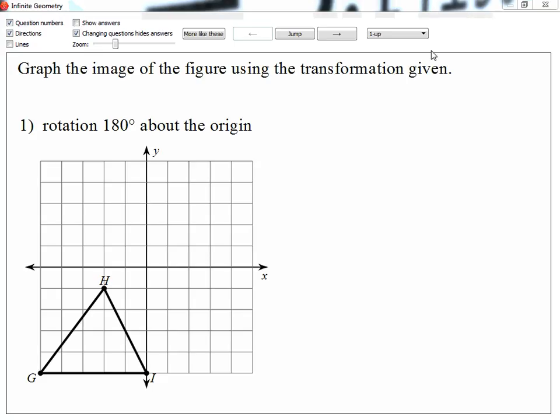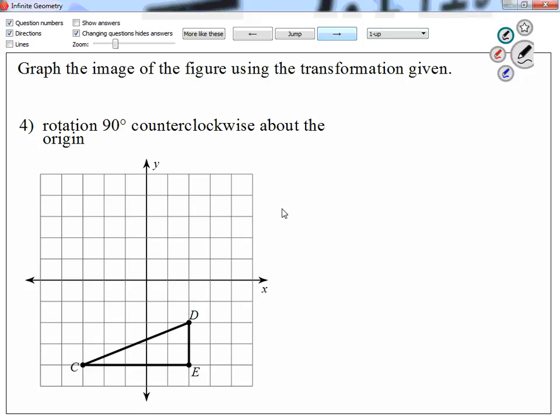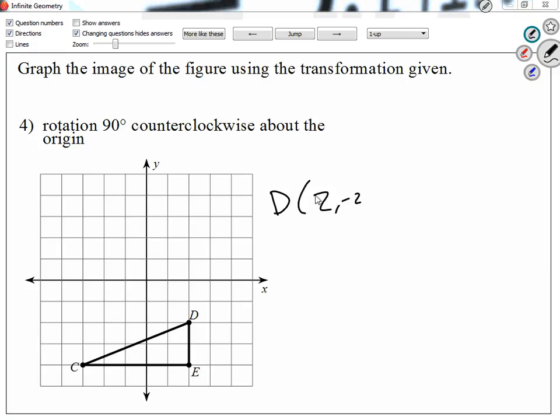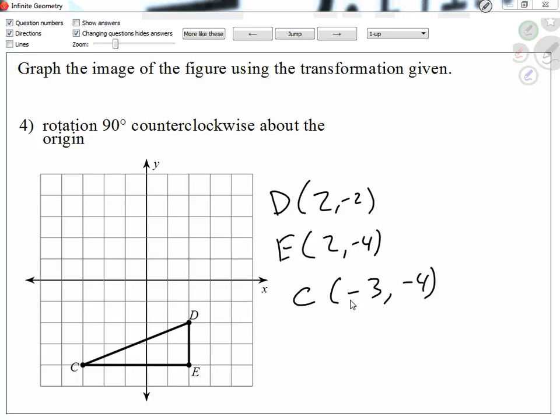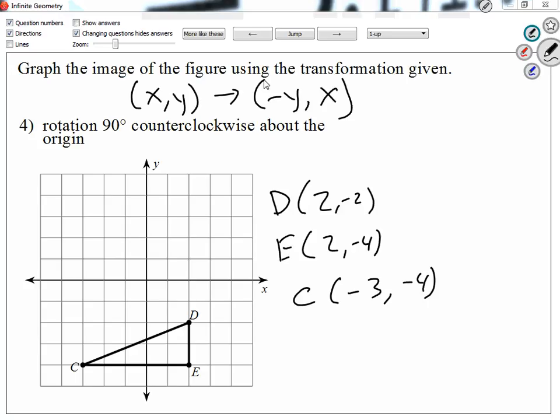Number four? All right, so looking at number four, 90 degrees counterclockwise. First, let me get the points as they are. D is 2, negative 2. E, I have 2, negative 4. And C, I have negative 3, negative 4. Those are the points that I have. For 90 degrees counterclockwise, I know that x, y goes to negative y, positive x. That's the rule that we learned.